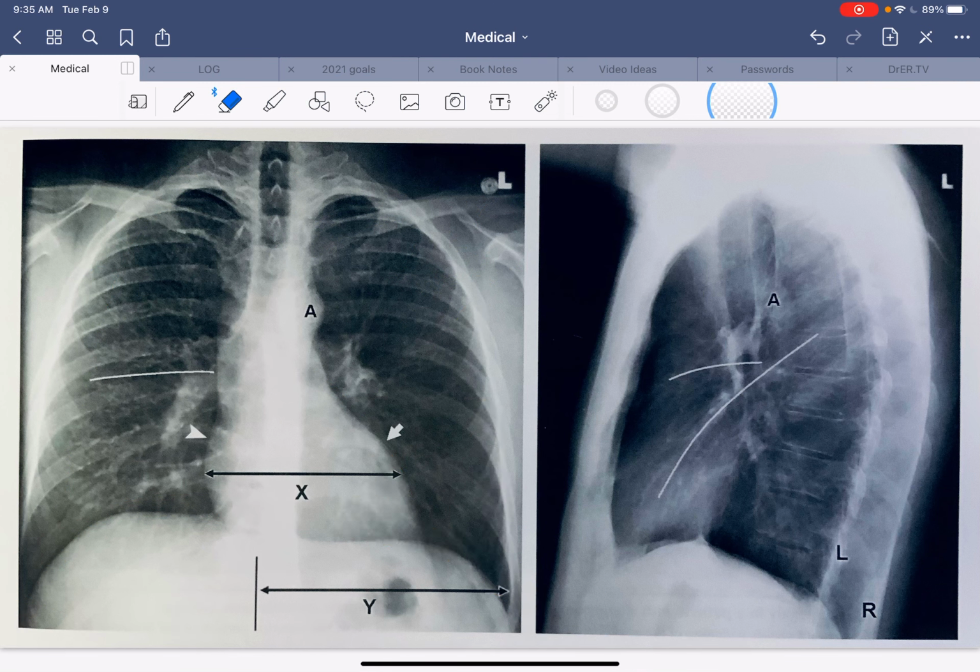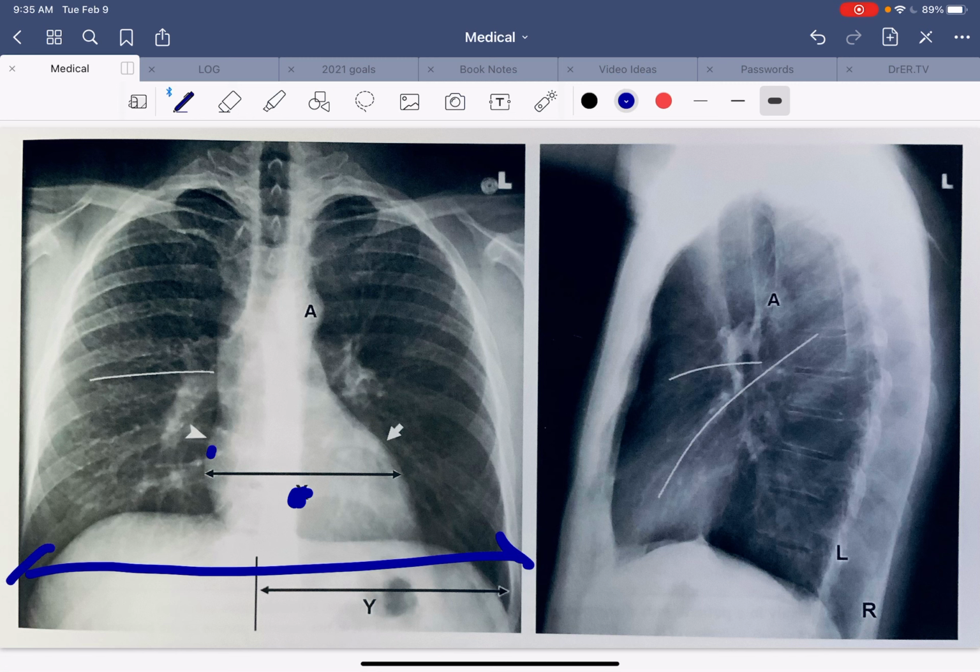Let's erase that. And let's see. So the first thing, the cardiac width, or this X over here, is normally less than half of the width of the thorax. So you got this long view, and the heart should be about half of that. That's called the cardiothoracic ratio. And if there's increased, then you think that the patient has cardiomegaly, heart enlargement, cardiac enlargement.